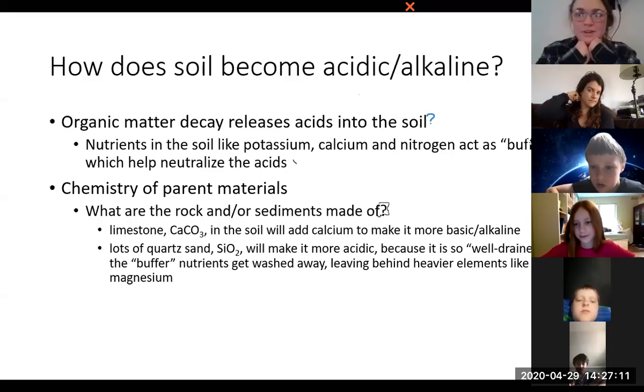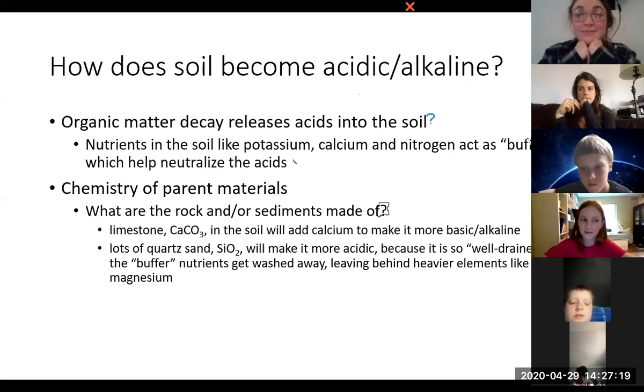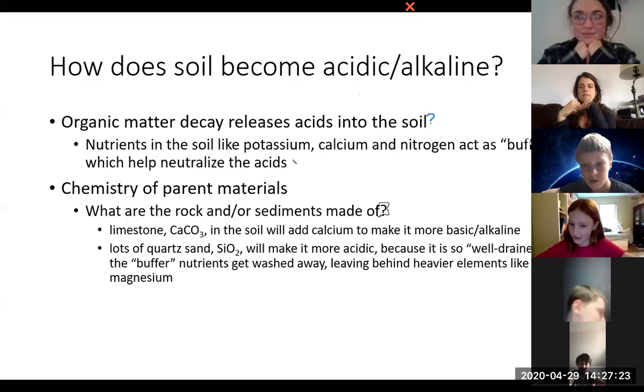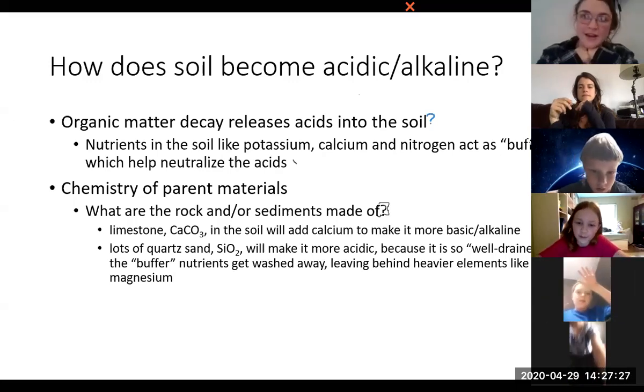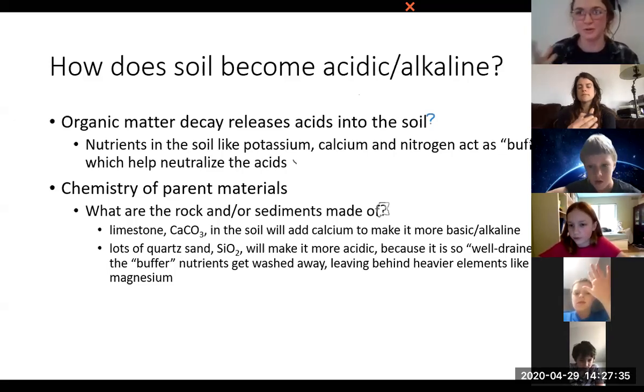And why would that tell us what we need to grow there? Because some plants like acidic soil and some plants like basic soil. Yeah, another word for basic that we use sometimes is alkaline. Especially when referring to soil, I've heard soil referred to more as alkaline versus acidic.